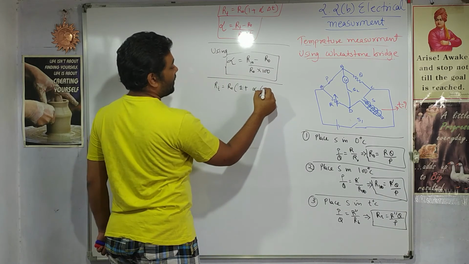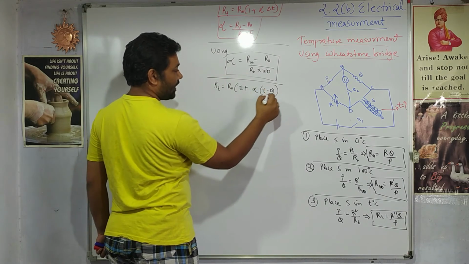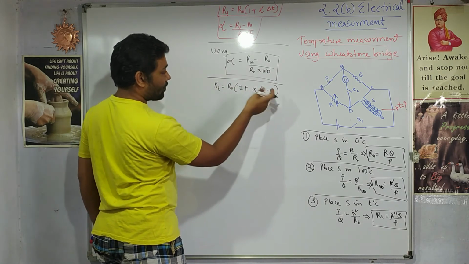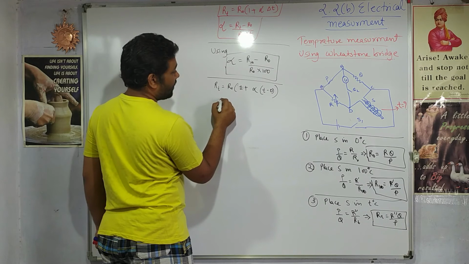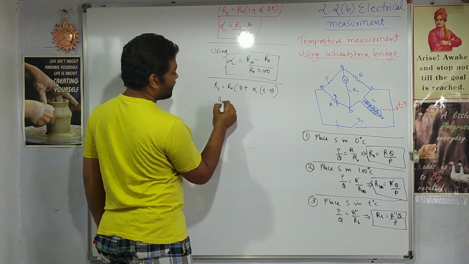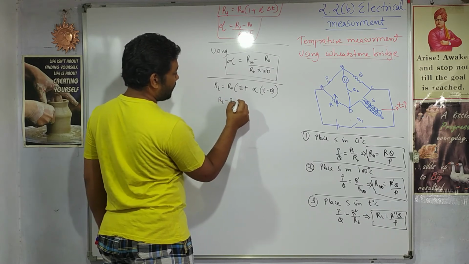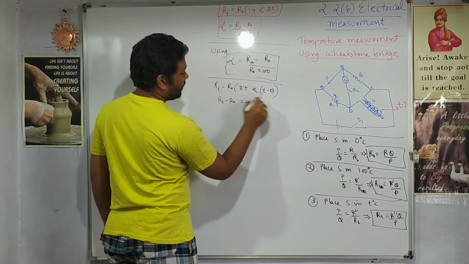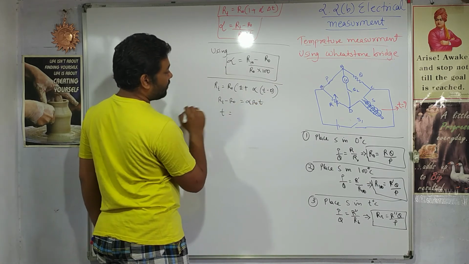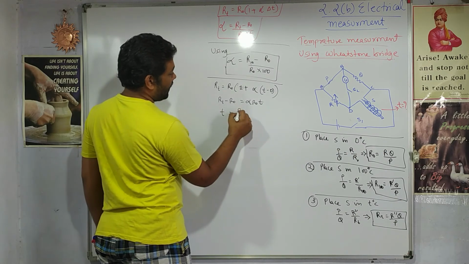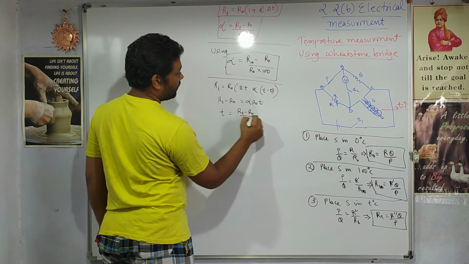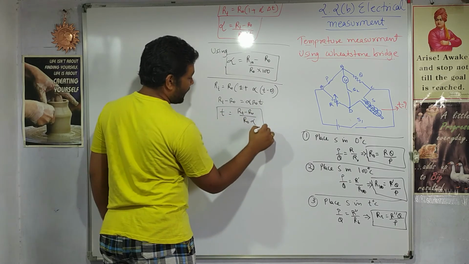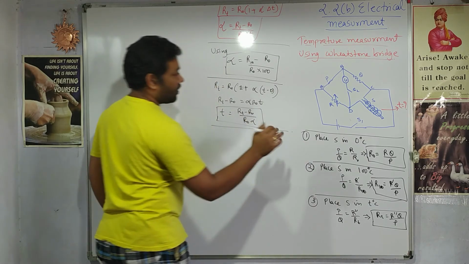Delta T is the final temperature minus the initial temperature. I have to find out T, and I know all the values except T, so let me make T the subject. It will be R_T minus R naught, which is alpha R naught times T. So T will be equal to (R_T minus R naught) divided by R naught alpha. So now I have the temperature of this room.